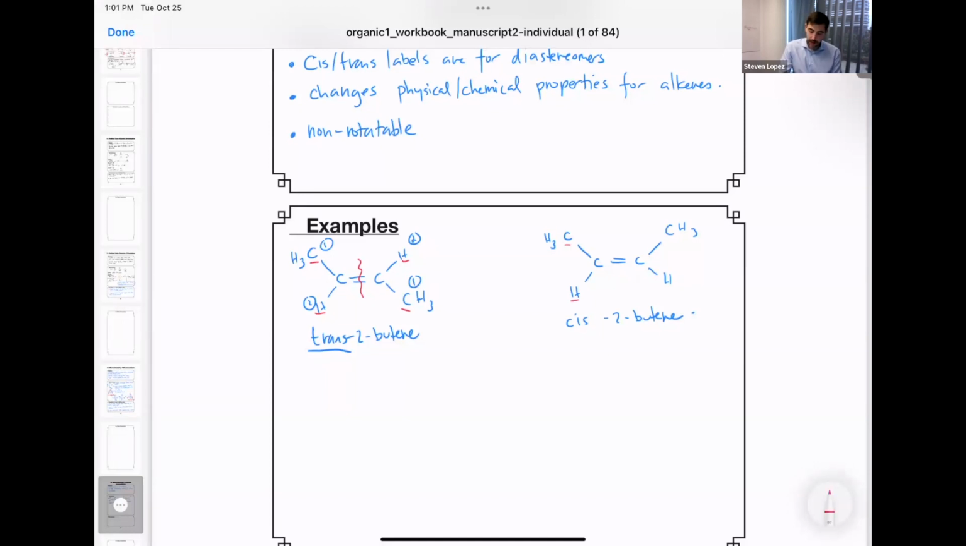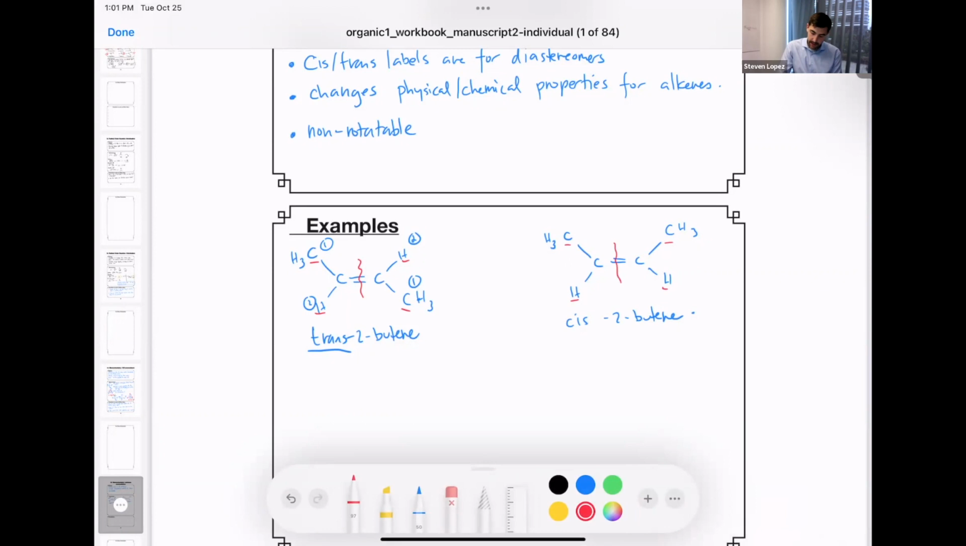Here again, we compare carbon to hydrogen, and again, carbon to hydrogen. So on the left side, carbon gets priority 1, hydrogen gets priority 2. On the right side, hydrogen gets priority 2, carbon gets priority 1. Now you can definitely see that the 1s are on the same side of the alkene, and that's what makes it cis. Here's another example.